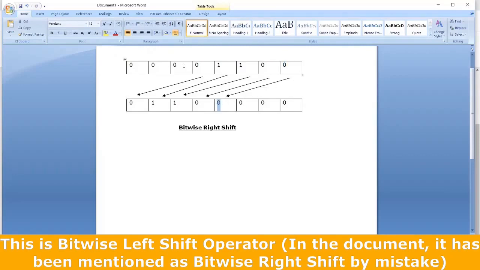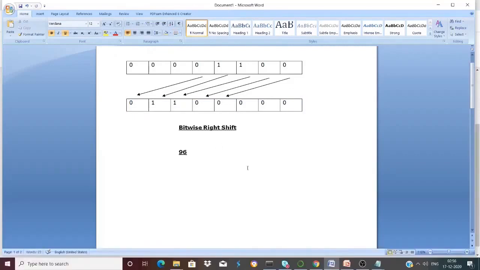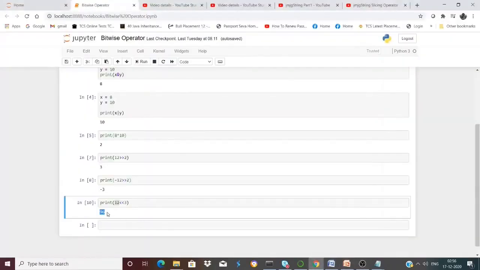Now similar to the previous case, the leftmost 3 bits will be discarded and the void spaces remaining at the right will be filled by zeros. So this will be our output binary, and if we convert this output binary to decimal, we will get 96, which matches the actual output. So the actual output was 96, which has matched the output that we have derived by the shifting operation.